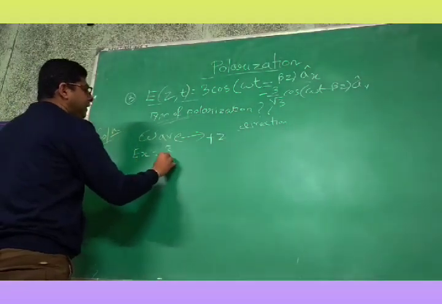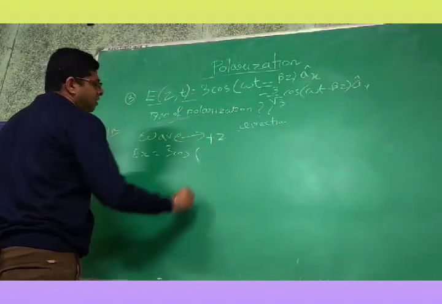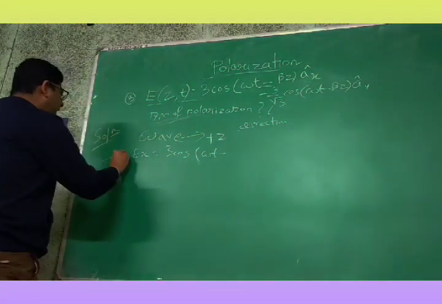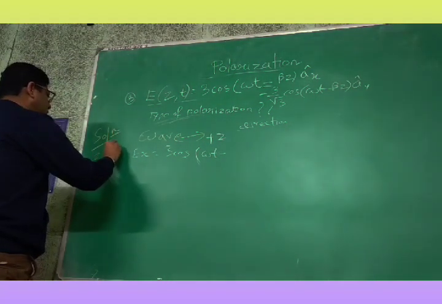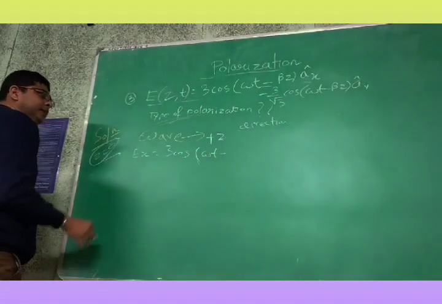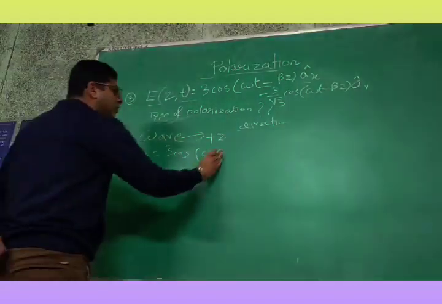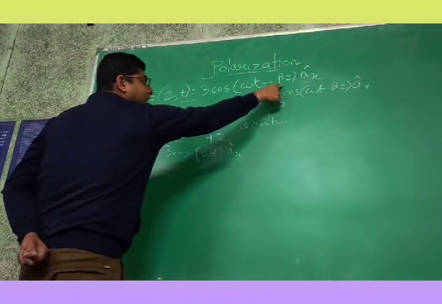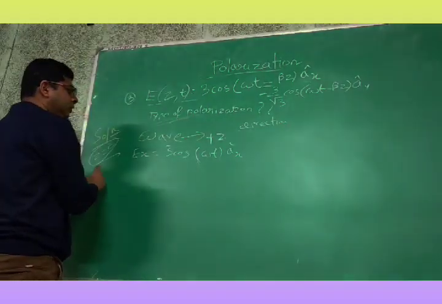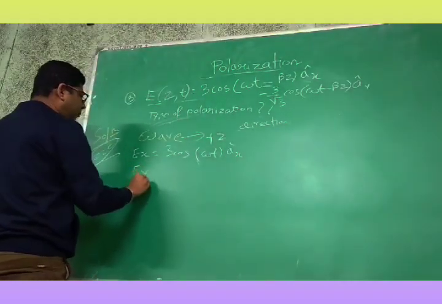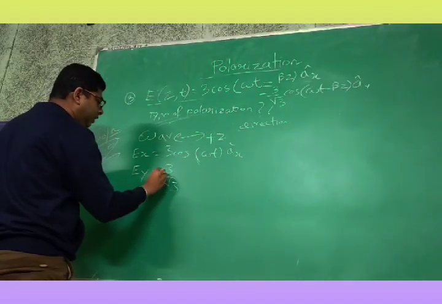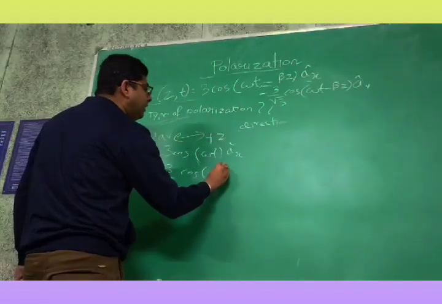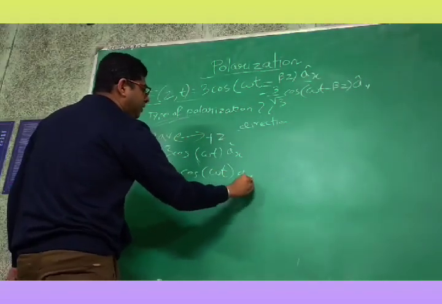X component is basically 3 cos omega t. And what we can do is directly put z equal to 0, because at this point we will be seeing the orientation of the electric field vector. So this is 3 cos omega t x cap, because this part will be 0, since you are considering z equal to 0. This is the x component, and your y component will be 3 by root 3, with a minus here, cos omega t, a y component.